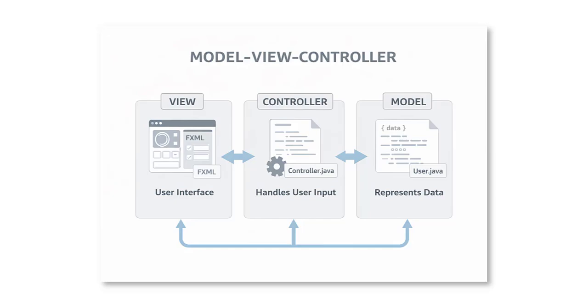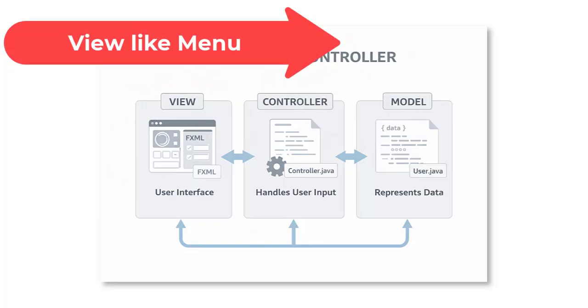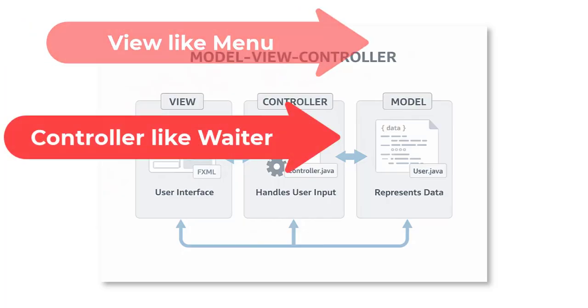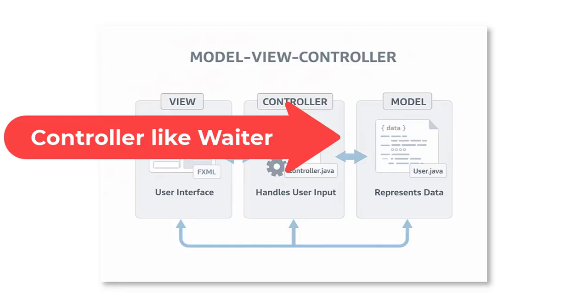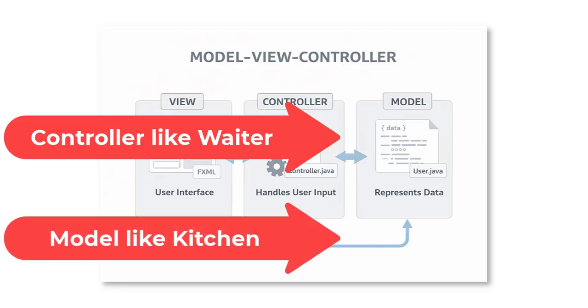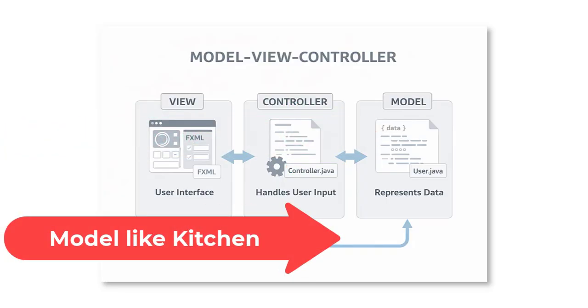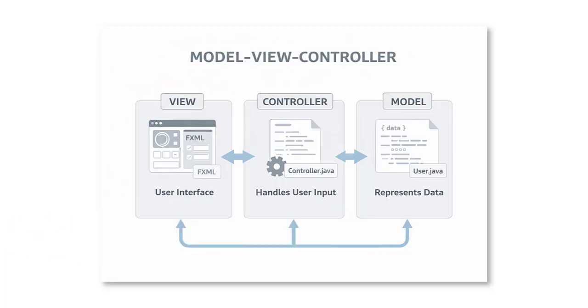Okay friends, to understand better what is MVC, let's take an example. For example, the view is like the menu, what the user sees, the controller is like the waiter who takes an order, and the model is like the kitchen that prepares the food. So the MVC architecture splits user interface, logic code, and database code, so our application stays clean, scalable, easy to use, and easy to maintain.